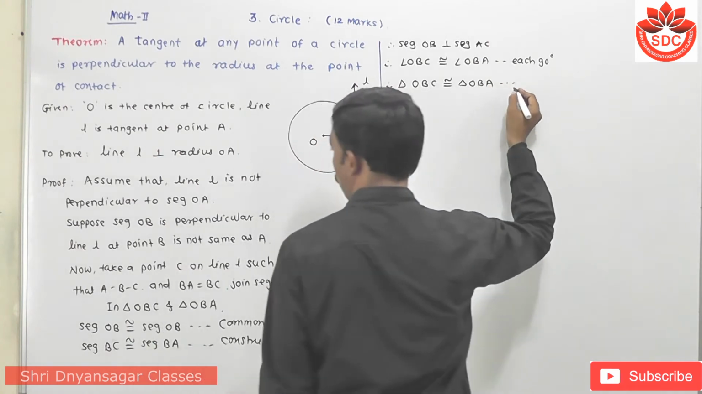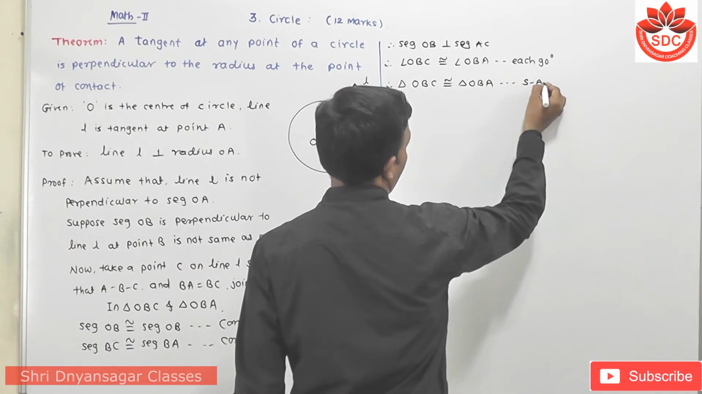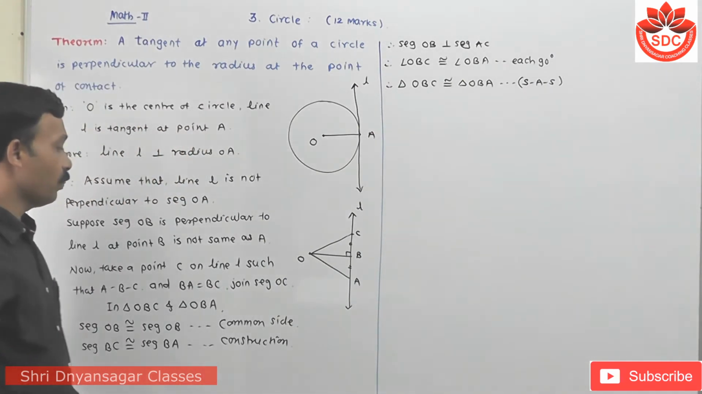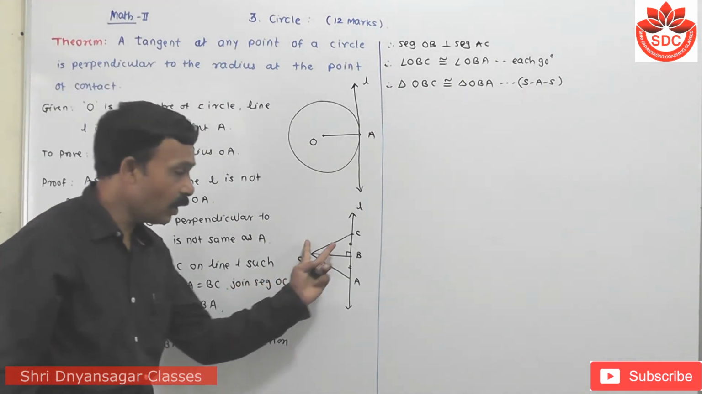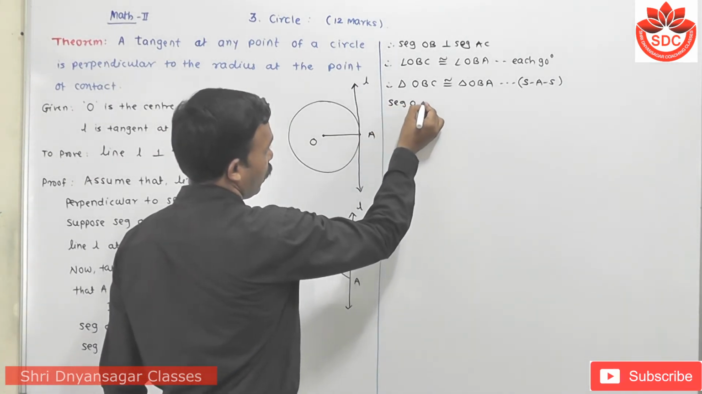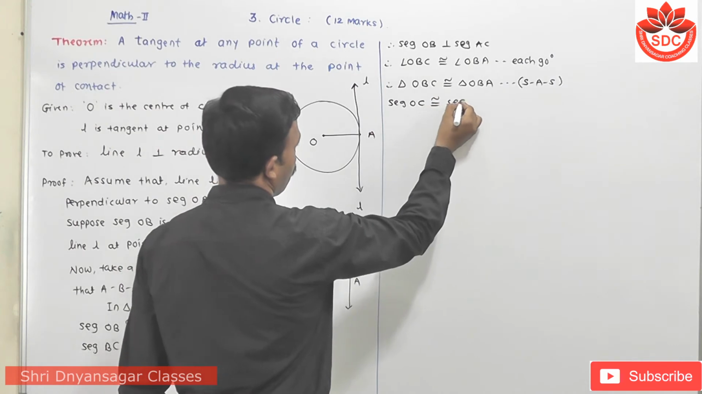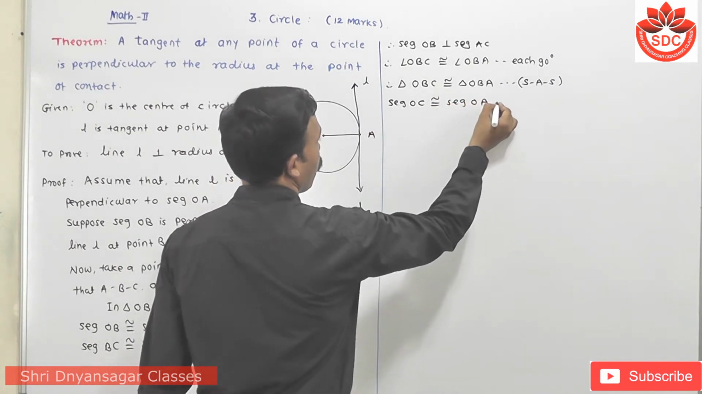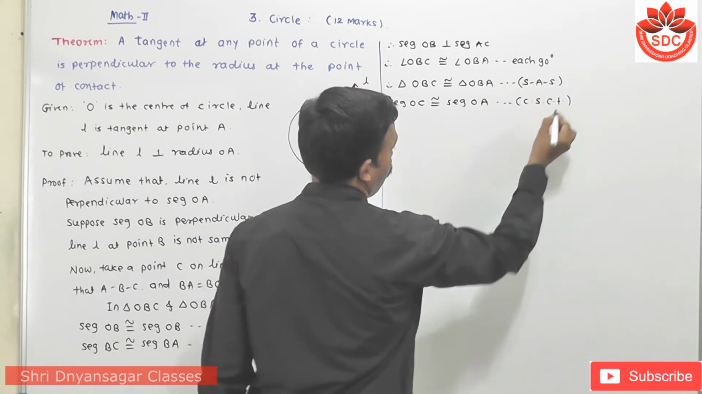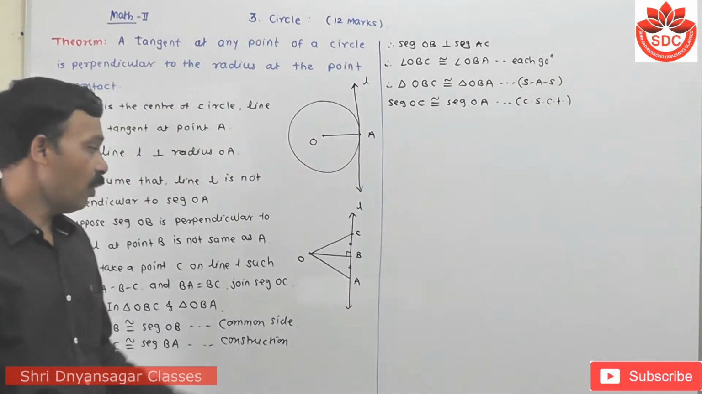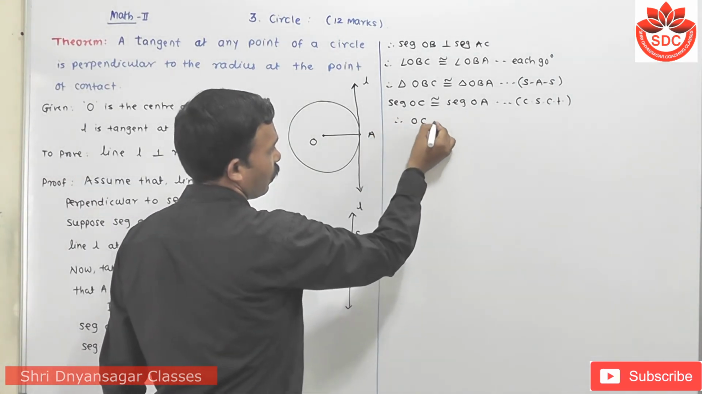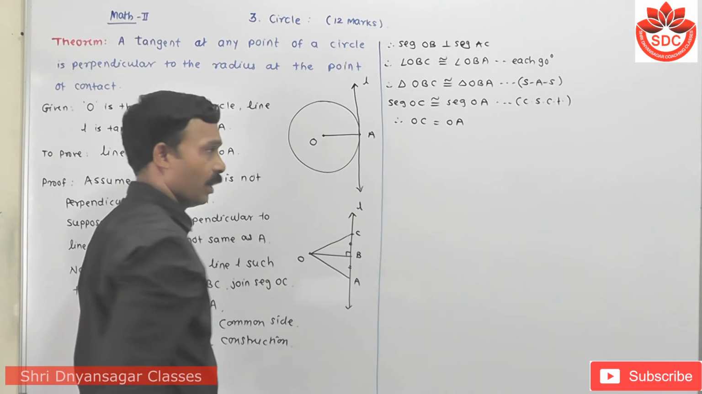Yes, similarity test. Okay, can you understand up to this? Then their corresponding sides are also congruent. So I have to write here segment OC is congruent with segment OA. Here the reason I have to write in short form: corresponding sides of congruent triangles. But when you observe carefully, these two are congruent, so they are equal also. Therefore OC is equal to OA.